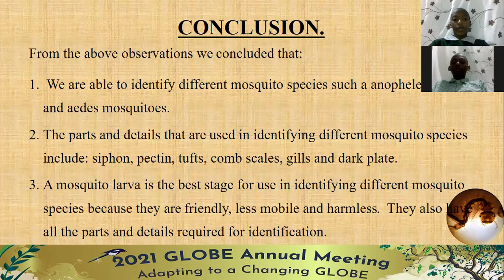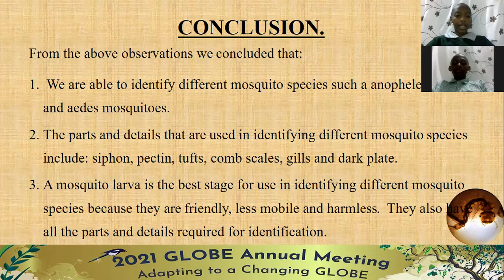Conclusion. From the above observations, we concluded that we are able to identify different mosquito species such as Anopheles, Culex, and Aedes mosquitoes. The parts and details that are used in identifying different mosquito species include siphon, pecten, tufts, comb scales, gills, and dark plate. A mosquito larva is the best stage for use in identifying different mosquito species because they are friendly, less mobile, and harmless. They also have all the parts and details required for identification.